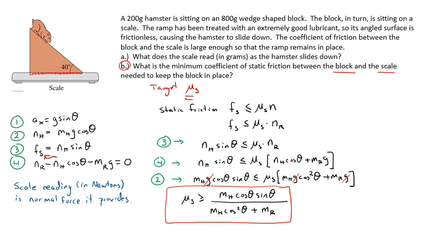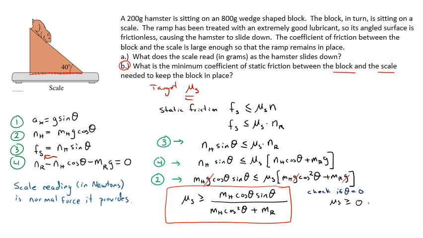Let's also again think of these special cases. Let's check. What if theta is equal to 0? I get mu s is bigger than or equal to, you see I have sine of 0 in the numerator, so it's just going to be 0. So it just means that I don't really need any friction to hold it in place. And that makes sense because if theta is equal to 0, the thing is flat and it will just be in equilibrium. It'll stay there. I don't need friction to hold it in place.